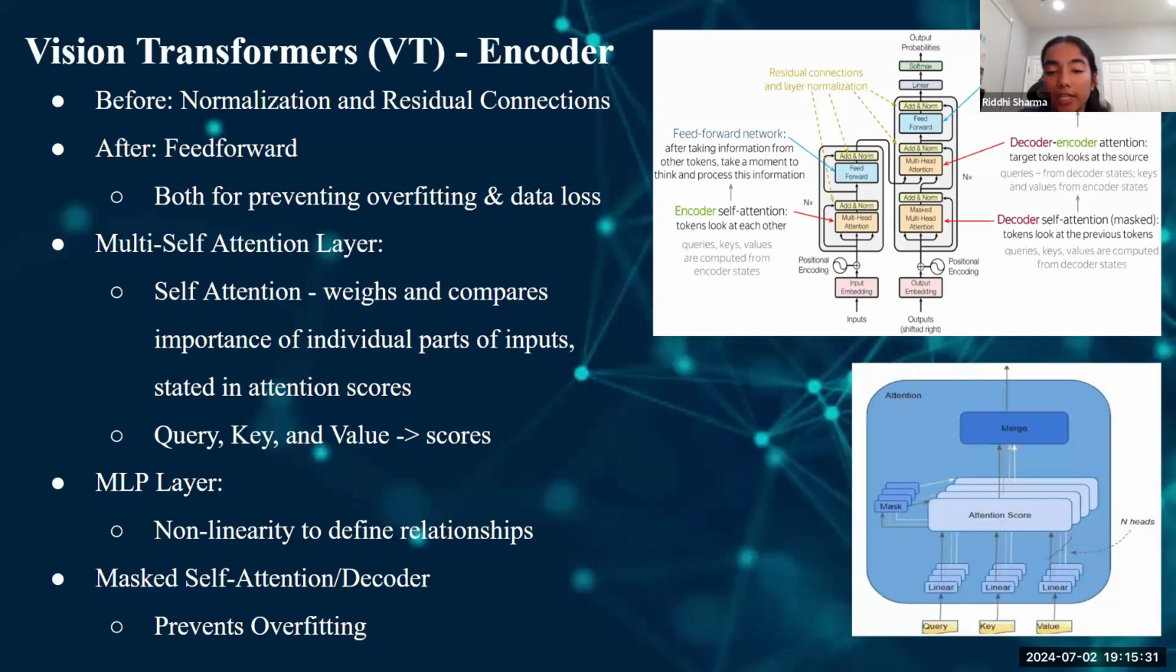The transformed attention score goes to the masked self-attention layer, or the decoder, where the model is trained to differentiate the masked patches versus the normal to prevent overfitting. The transformed attention score goes to the classification head to get a result if a tumor is present in the image.